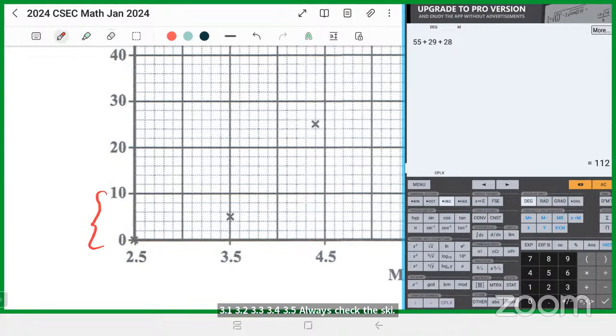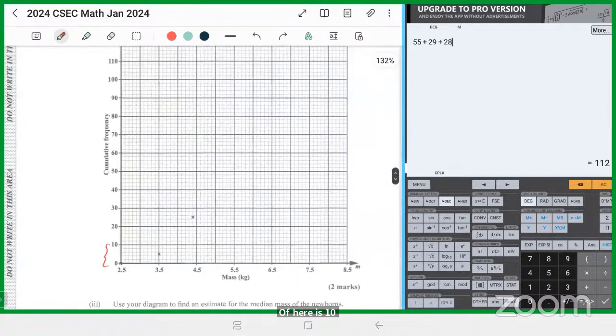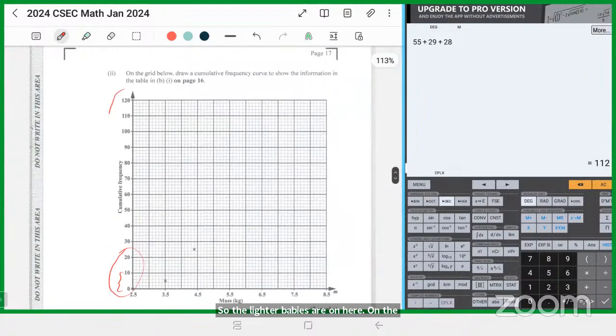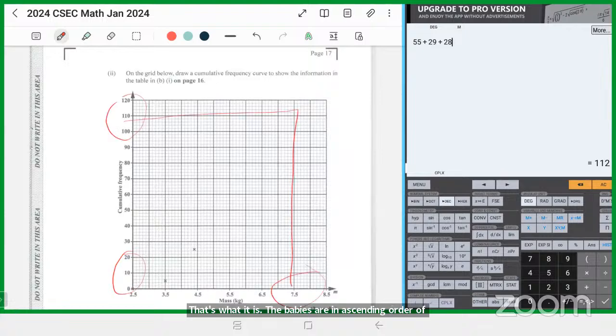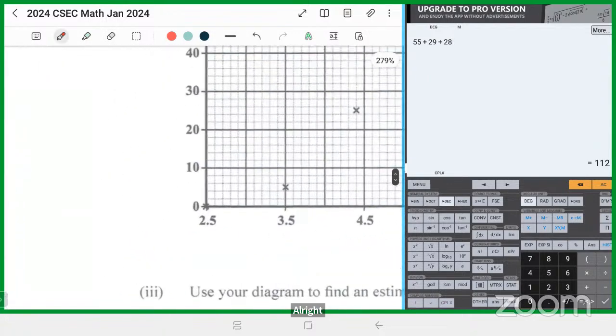Up here is 10 babies. Remember, these are the 120 babies in ascending order. So the lighter babies are down here, and the heavier babies are at the top. We need to recognize that the babies are in ascending order of their weight, with the heavier ones corresponding to the heavier weight up here. We need to understand that about a cumulative frequency curve, and want to know what each line is.